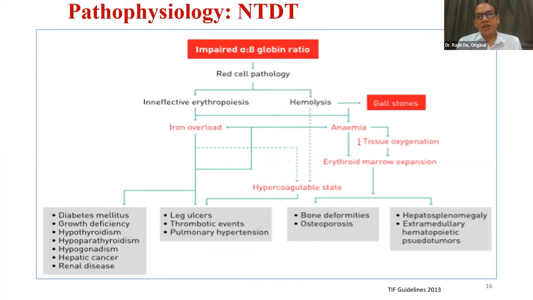For NTDT, the pathophysiology is the same. The thing is, as the abnormal RBCs are not replaced by fresh RBCs, they develop a lot of hypercoagulopathies and vasculopathies and cellular changes. Basically, they are mainly characterized by leg ulcers, different thrombotic events, pulmonary hypertension, as well as iron overload, mainly because of increased iron absorption from the gut, and they cause endocrinopathy and features of iron overload like beta thalassemia major as well.